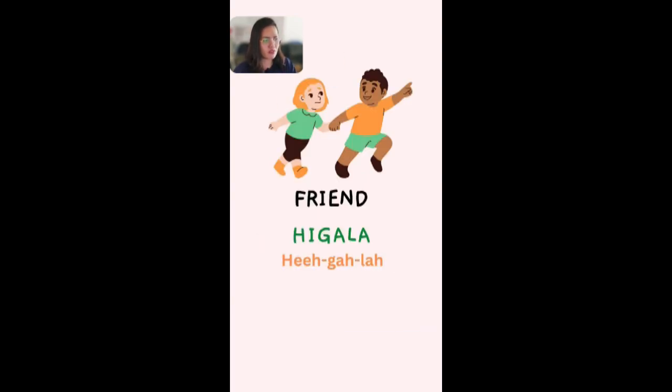Next one, we have friend. Friend is higala. So, I normally use higala so that I don't have to say amigo and amiga because it's gonna be too long for me to greet you guys. So I just use higala. It means friend. In real-world conversation, not so many are familiar with it, especially the Gen Zs. So it's good to know this word so that you can also spread Bisaya to other youngsters.